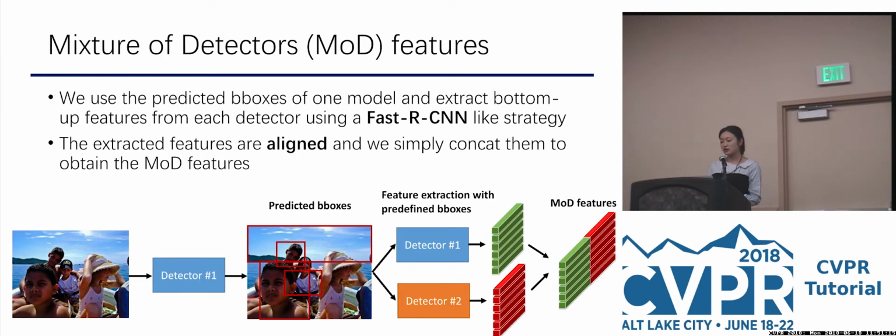To this point, we propose a simple mixture of detectors strategy. First, we use one model to generate the bounding boxes. And based on the bounding boxes, two different models extract bottom-up attention features using Fast RCNN-like strategy in parallel. Now the features are well aligned, so we can easily concatenate them. We call this feature MOD feature.